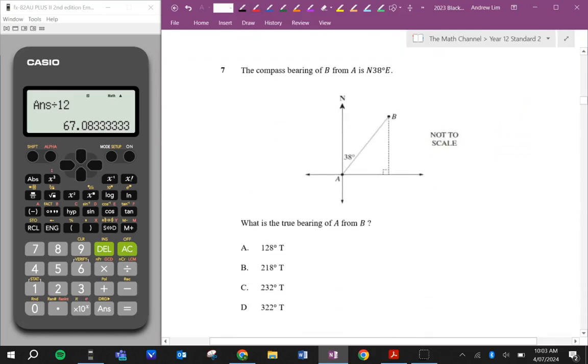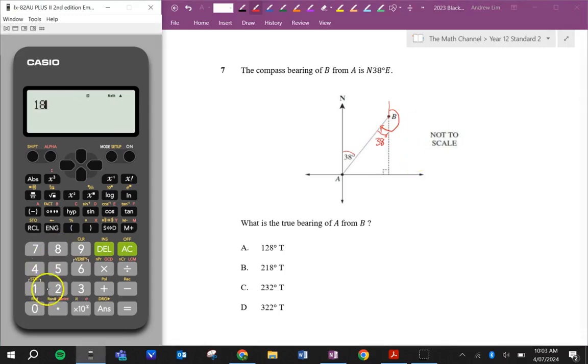The compass bearing of B from A, so from north of A, is north 38 degrees east. What is the true bearing of A from B? So from B means from north of B in a clockwise direction. So because this is 38, we know this bit here is 38 because alternate angles are equal in parallel lines. So the true bearing is just 180 plus 38, which is 218.